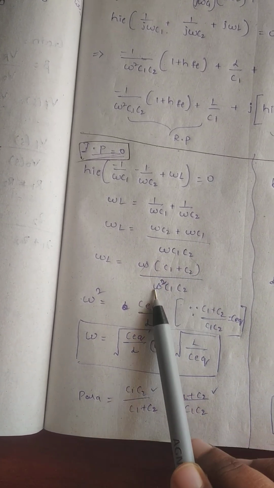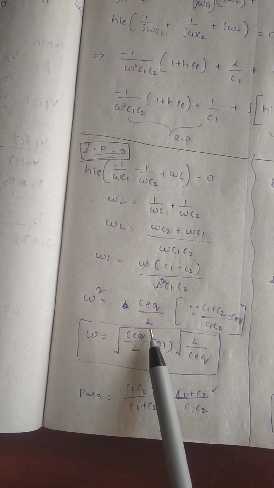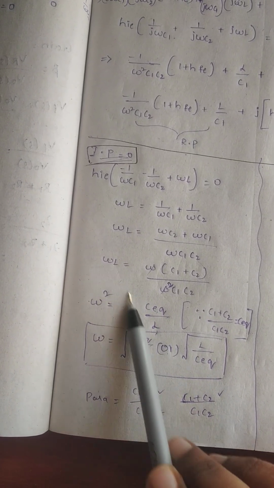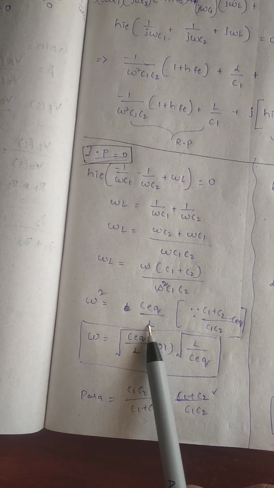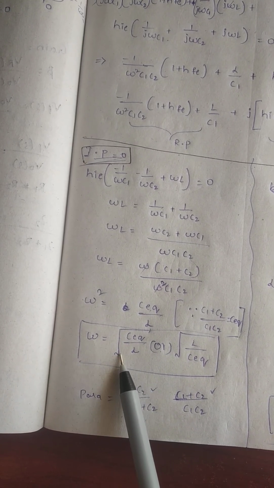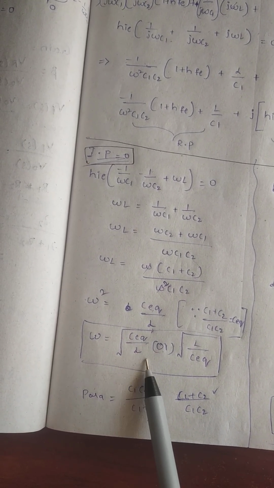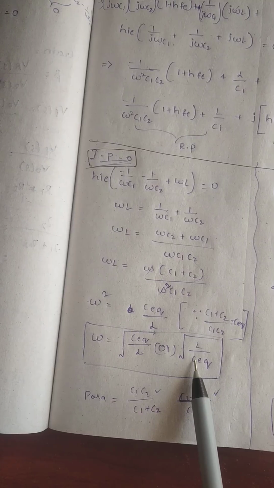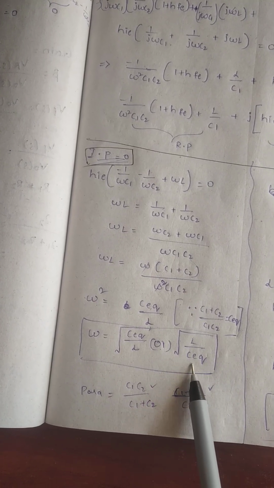So we are writing in the place of this C equivalent by L. Here L is there, now it comes this side and divides. Now omega is equal to root of C equivalent by L, or we can reverse, we can write L by C equivalent.